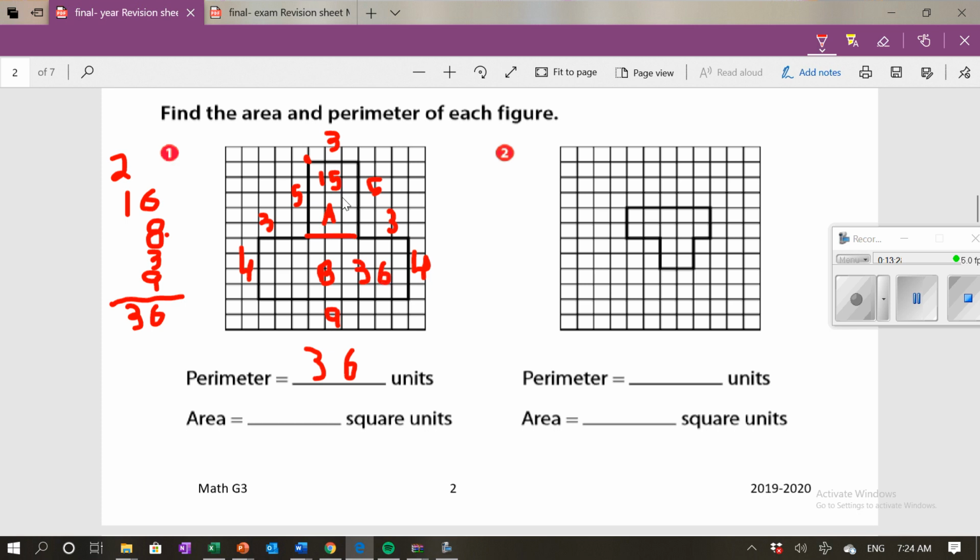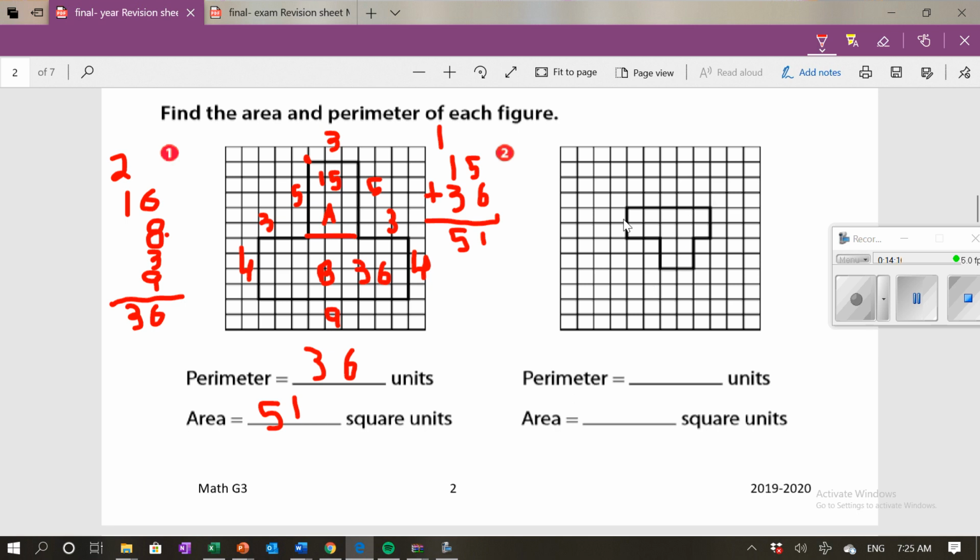So the area is by adding 15 and 36 together. Let's write it here. 15 plus 36. 5 and 6, 11. Put your 10 up high. Yes, it is 2 and 3, the answer is 5. So the answer for the area is 51 square units. Let's go to the next shape.